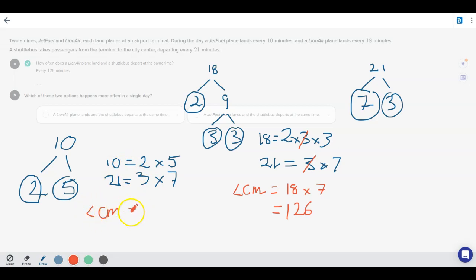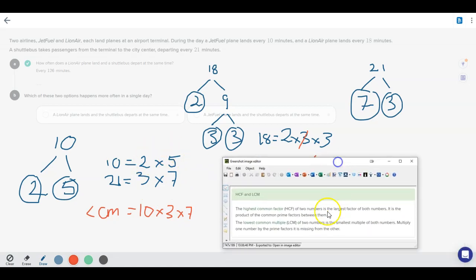LCM, right, is going to be equal, let's use a 10, so 10. Now there's no 3 and no 7, so we multiply by both, so times 3 and times 7, because both of these are not part of the 10's prime factorization. So again, that same info before, multiply the number, in our case we're going to start with a 10, by all the prime factors that are missing from the other one, so the things that we're not using.